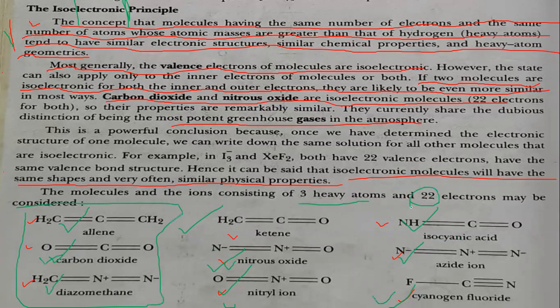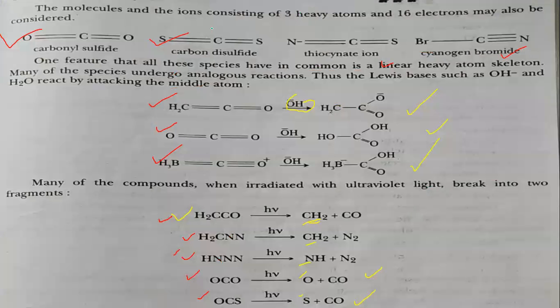So according to the isoelectronic principle, they are expected to have similar chemical properties and some similar physical properties. They have similar structures also, and the same number of electrons. See here: carbon dioxide, carbon disulfide, thiocyanate ion, and cyanogen bromide. These are the isoelectronic species.